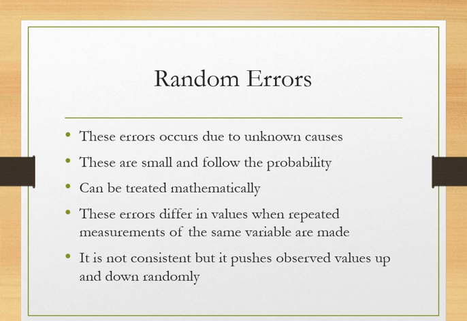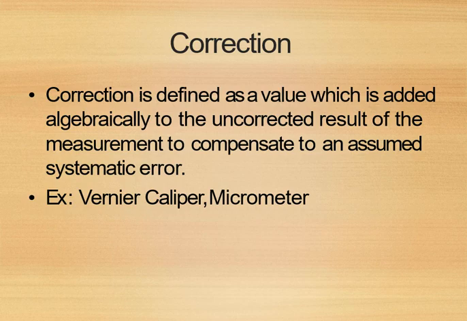It is not consistent, but it pushes the observer's value up and down randomly. As we discussed earlier, it is not giving you a continuous error. So we can neglect that, and with the help of some mathematical treatment they can be analyzed or understood, so that they can be added or subtracted from the final readings. So this is all about random errors.